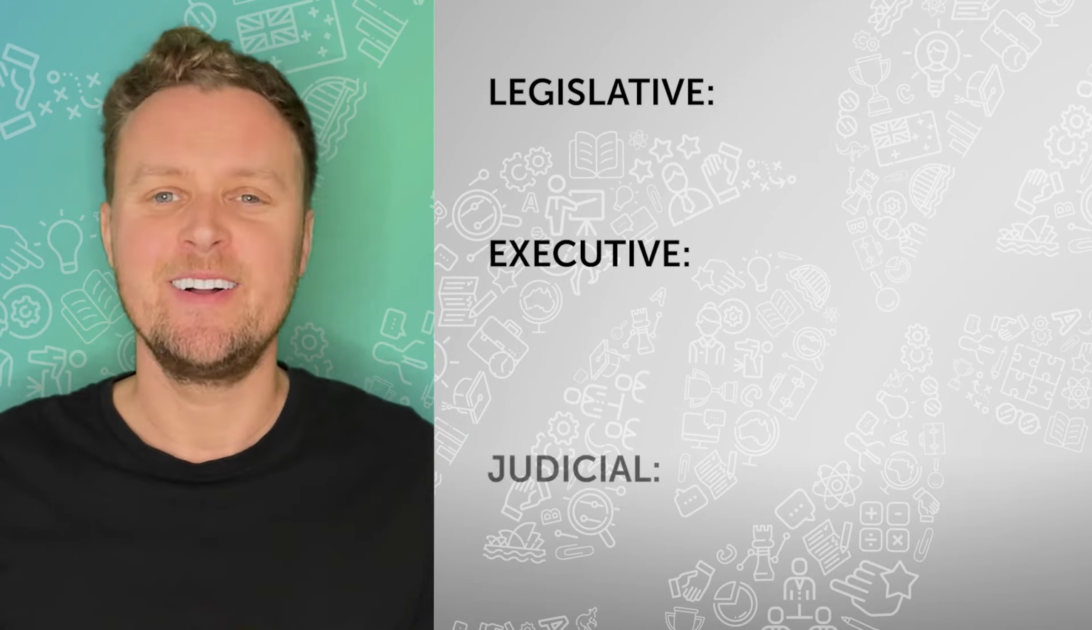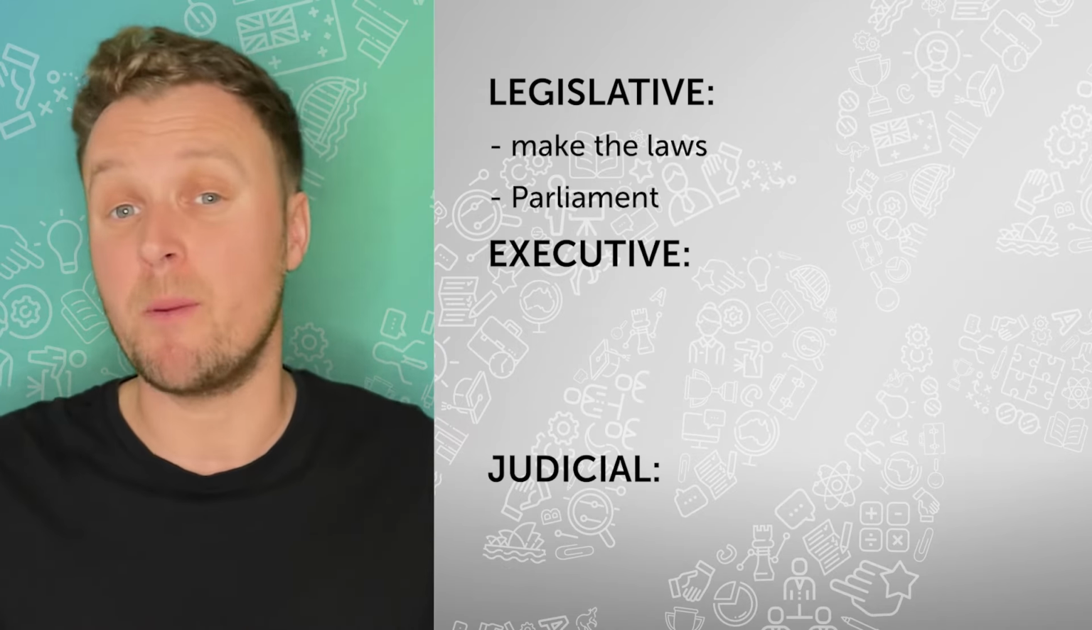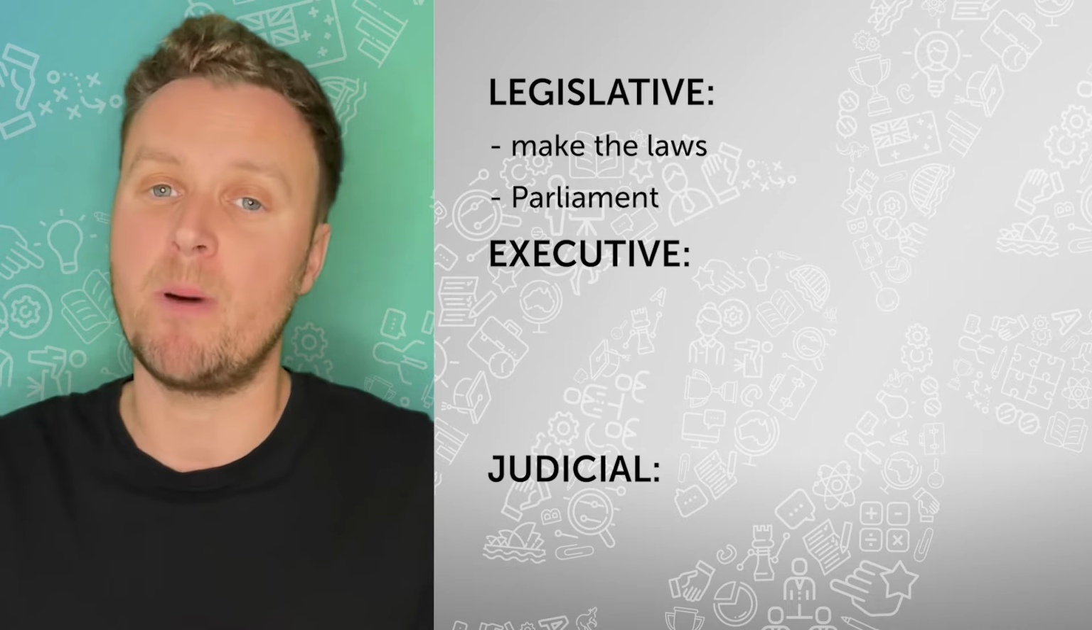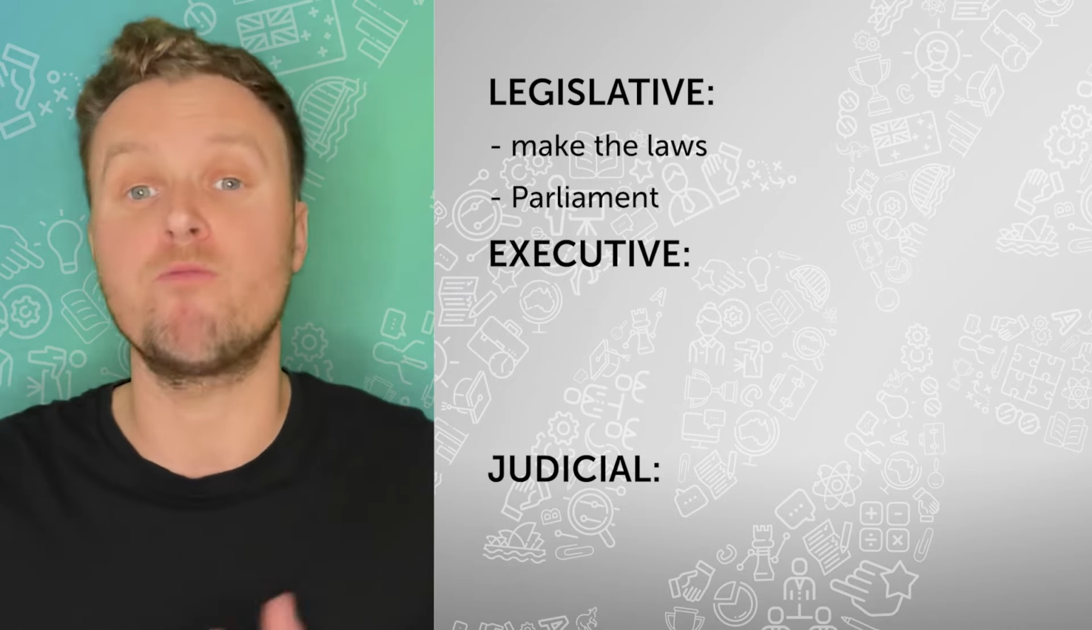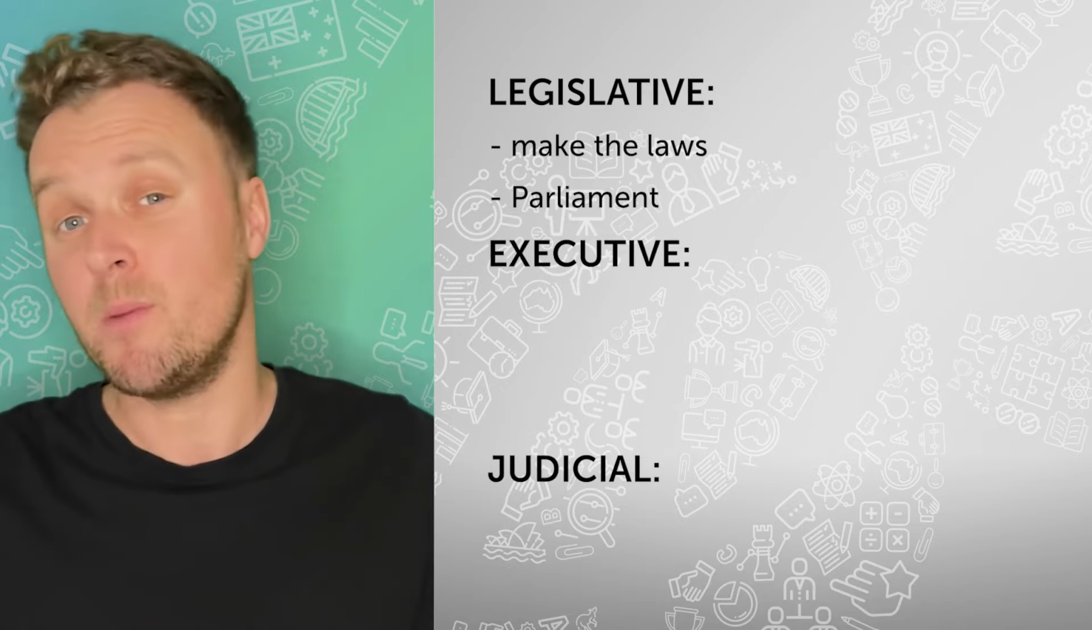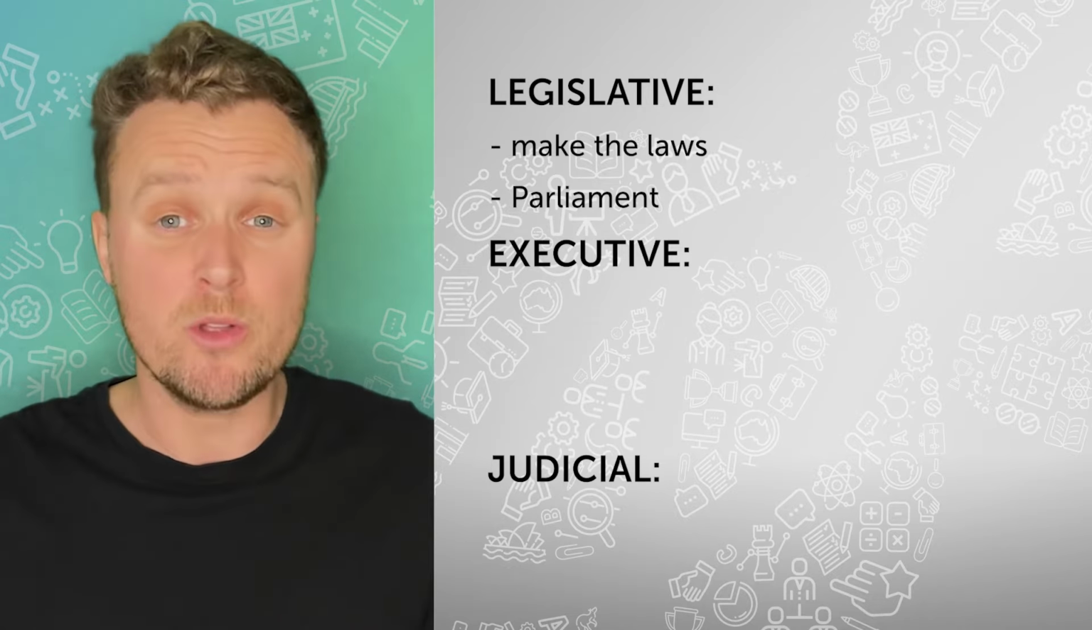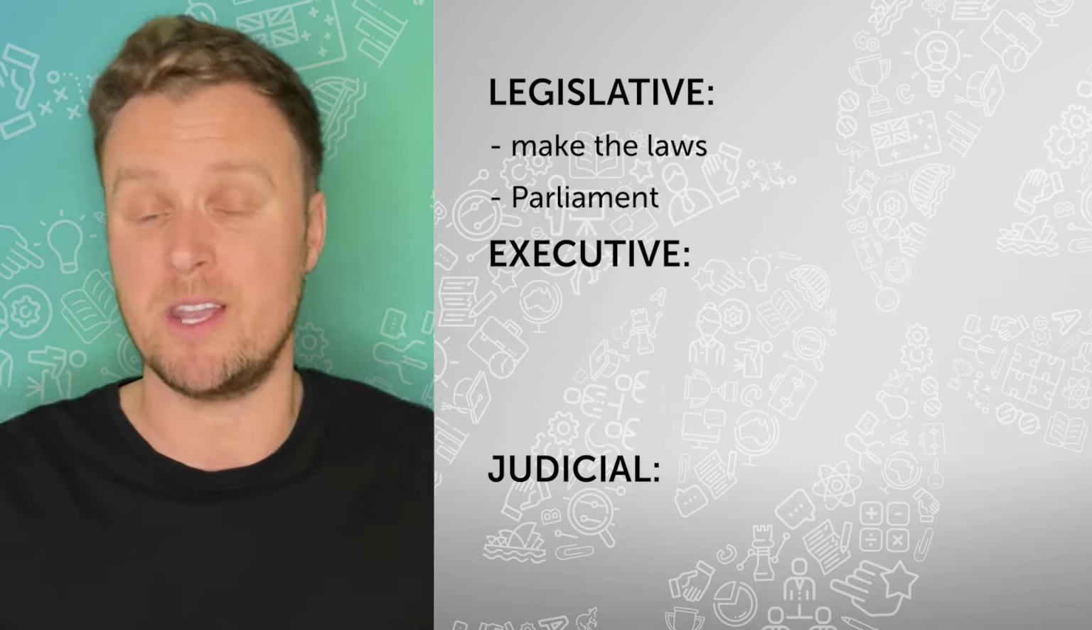In this section, we look at the different powers of the government. The Australian Constitution divides the power of the government into 3 parts: the legislative, executive, and judicial powers. This is to make sure that no one person or group has all the power. Let's break down what each of these powers do. The legislative power is the power to make laws, and this is done by the Parliament. The Parliament is made up of representatives who are elected by the people of Australia, so the people have a say in the laws that are made.